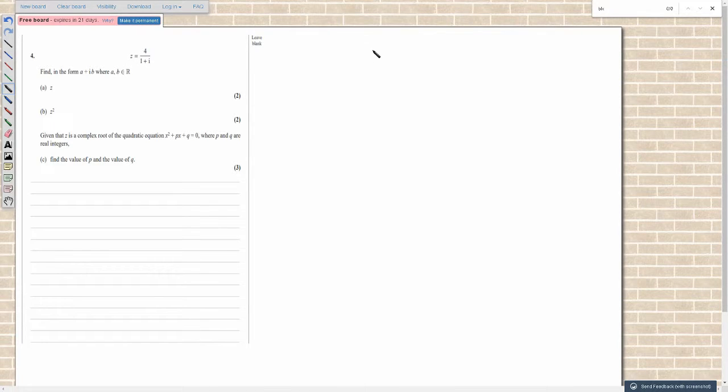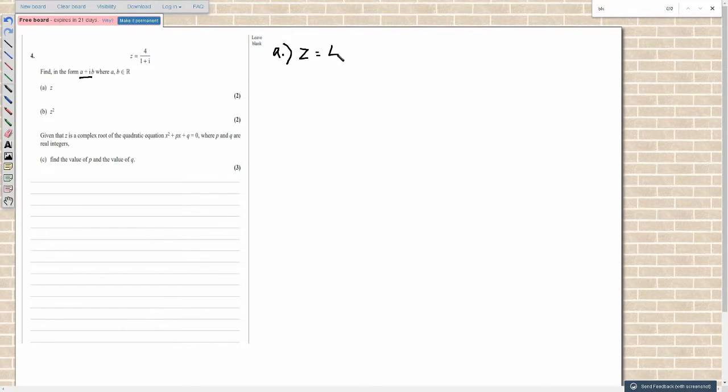So this is question 4 from the FP1 June 2016 exam paper. So we're looking at question 4, which is to do with complex numbers, but nothing too tricky. Part A asks you to express z in the form a plus ib. Notice z is expressed like this originally. To find z in this form, all we need to do is multiply through by the conjugate of the denominator.